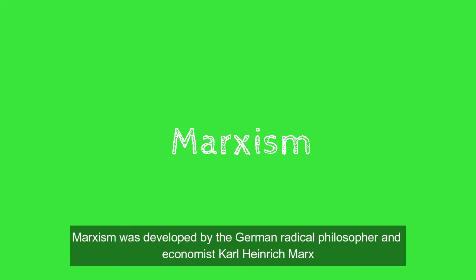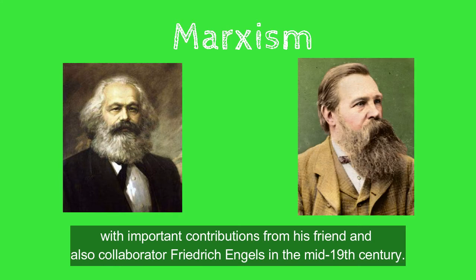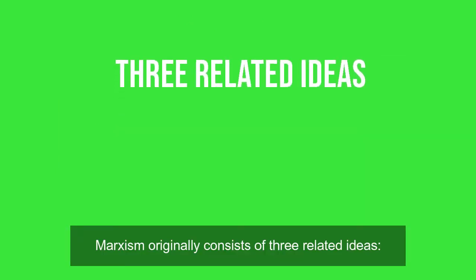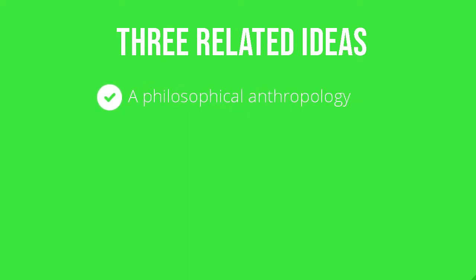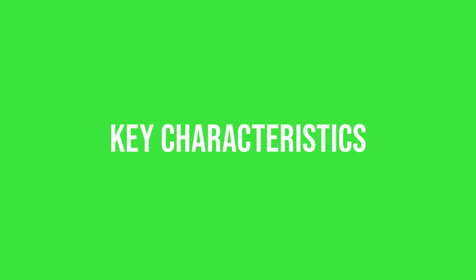Marxism was developed by the German radical philosopher and economist Karl Heinrich Marx, with important contributions from his friend and collaborator Friedrich Engels in the mid-19th century. Marxism originally consists of three related ideas: a philosophical anthropology, a theory of history, and an economic and political program.